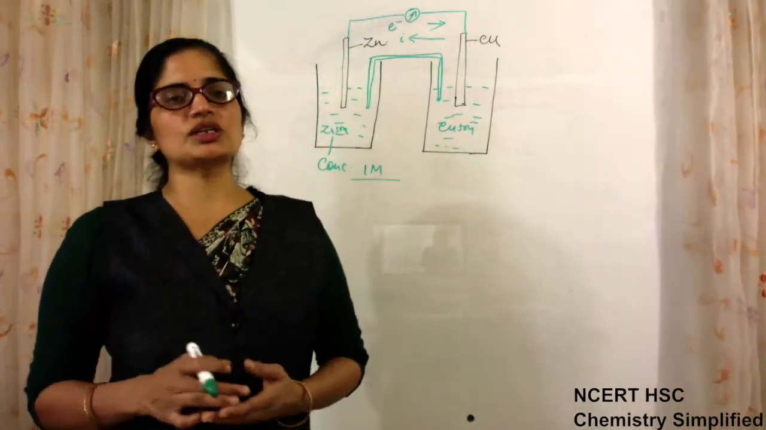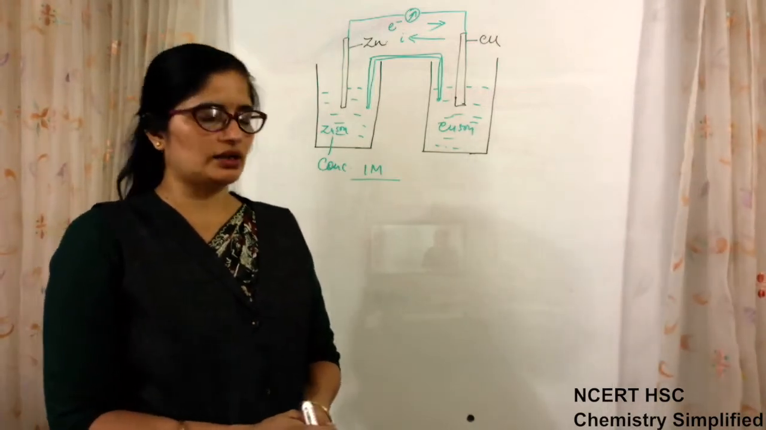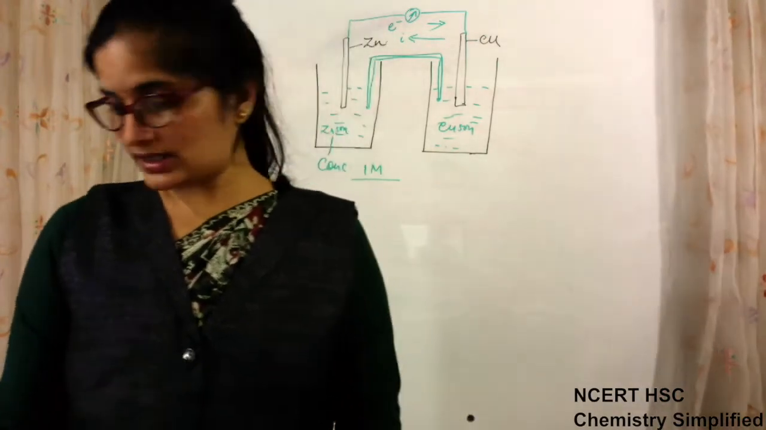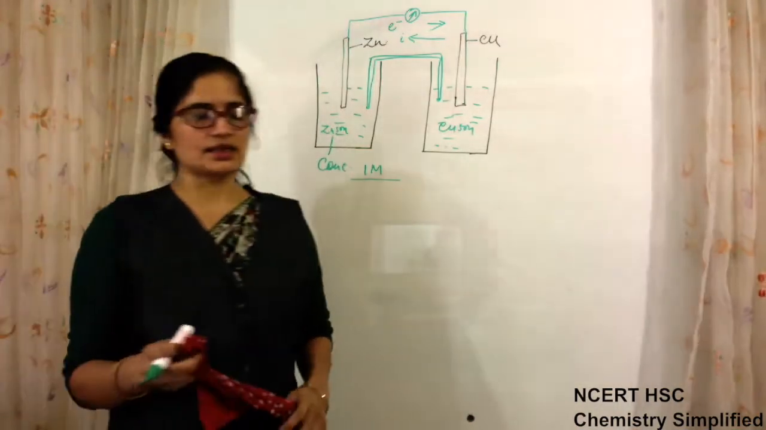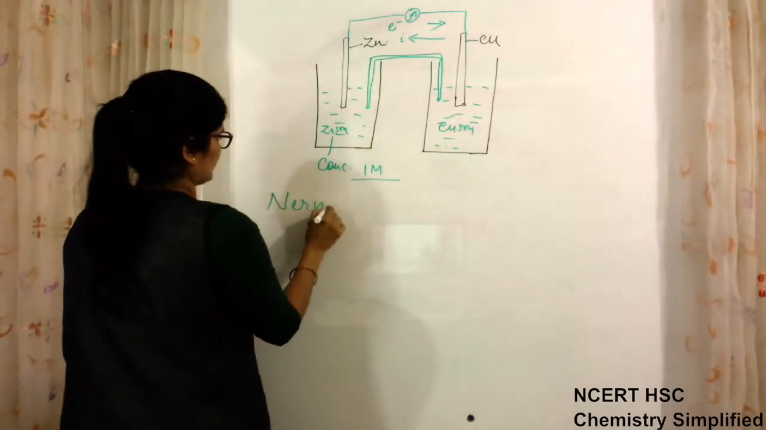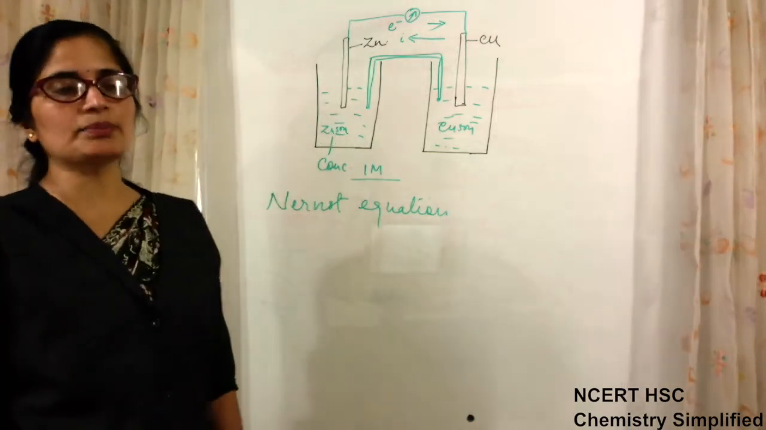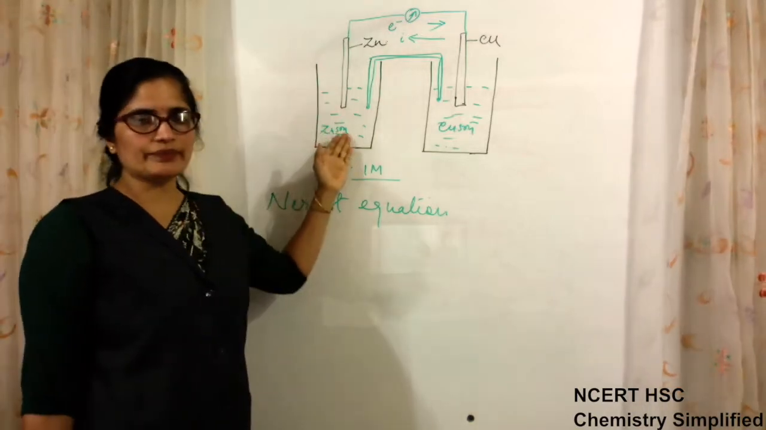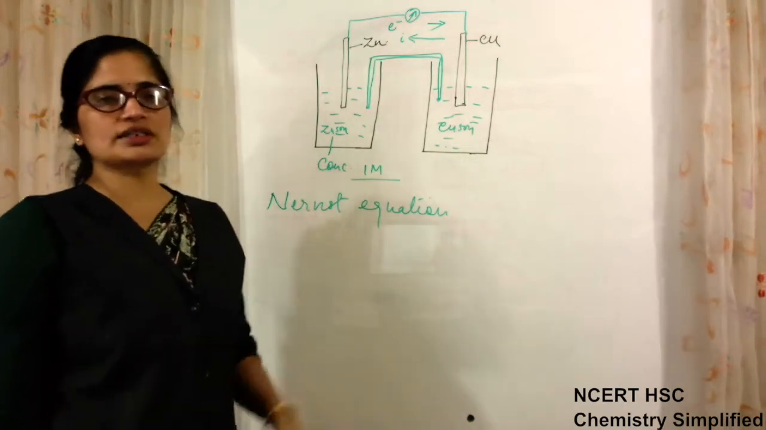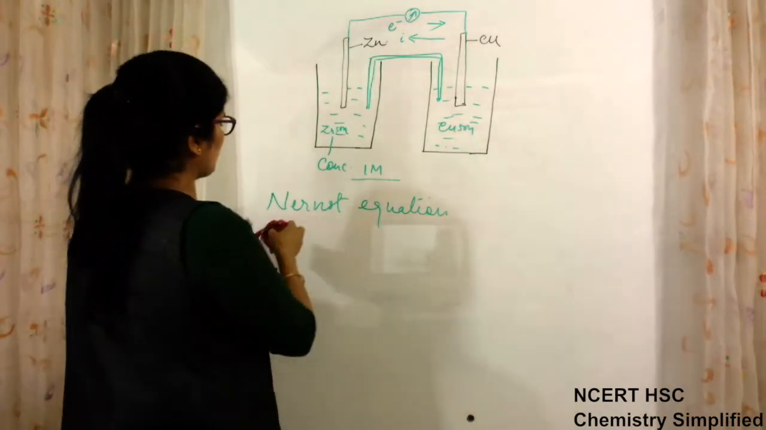Now suppose the solutions are not prepared at 1 molar, and we have to measure the values of E cell or potential difference of the cell, then what is the formula used for that? A scientist was there, that is Nernst. He gave an equation known as the Nernst equation, which gives the potential of the electrode and also of the cell when the concentration is not 1 molar. So first we come to the Nernst equation.